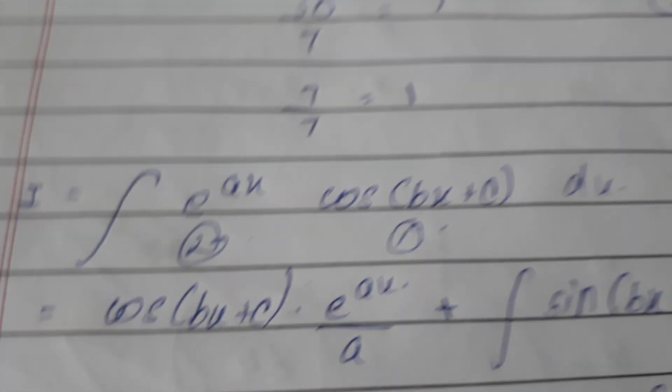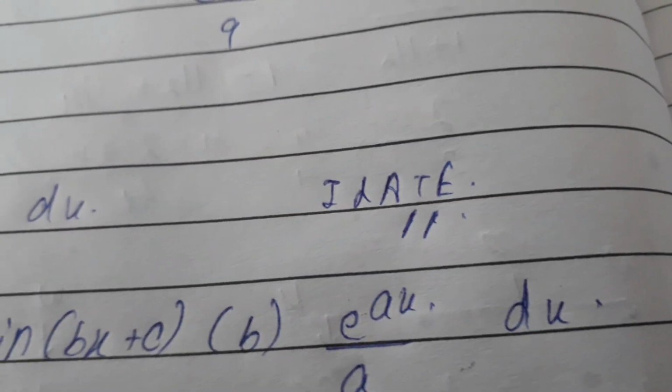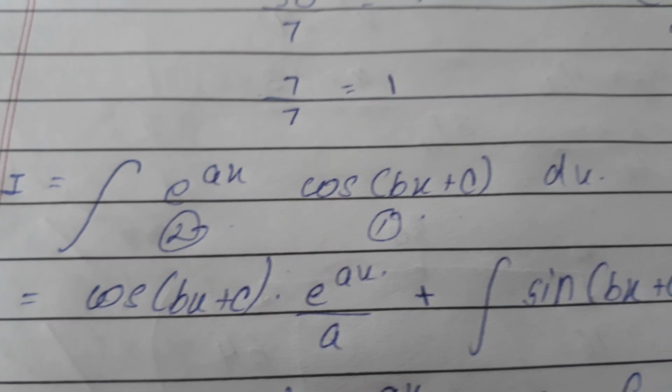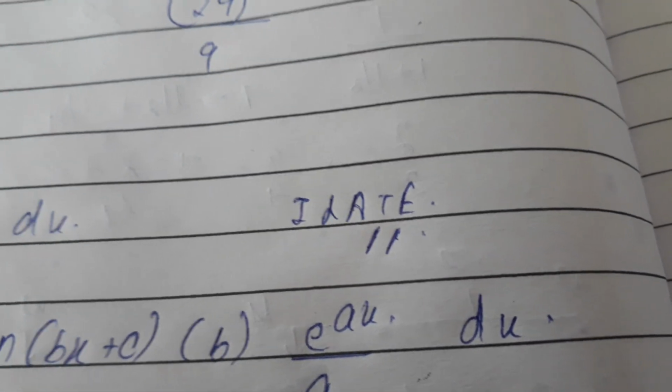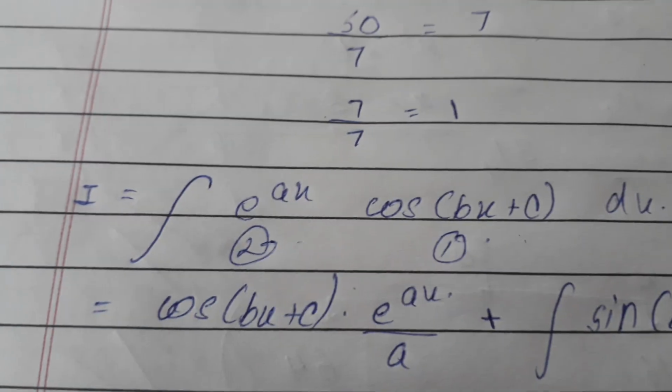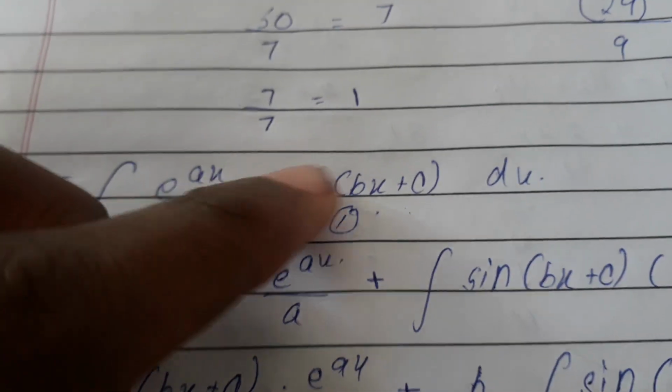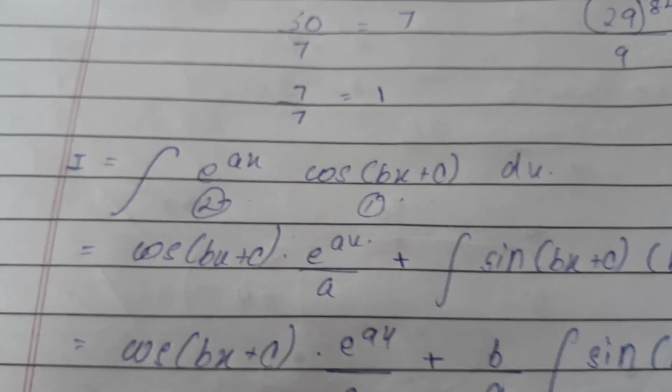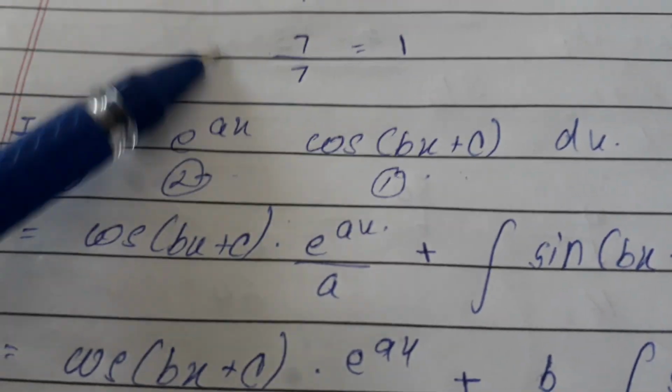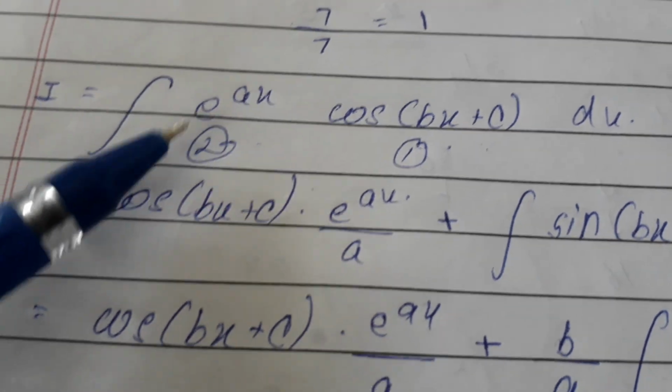Applying integration by parts, here we have e to the power ax into cos(bx + c). We see that the trigonometric function comes before the exponential function. So the first function will be cos(bx + c), and the second function will be e to the power ax.